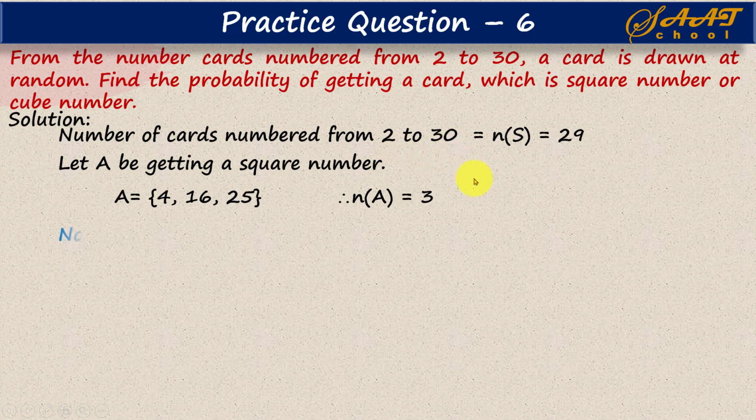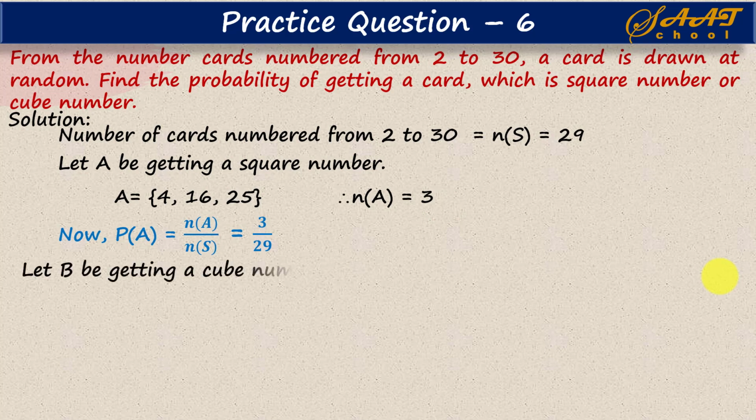Now once we have NA and NS, we can find the probability of A, which is NA divided by NS, where NA is 3 and NS is 29. So that is the probability of getting a square number. Next we find the probability of getting a cube number, that is a cube number from 2 to 30.